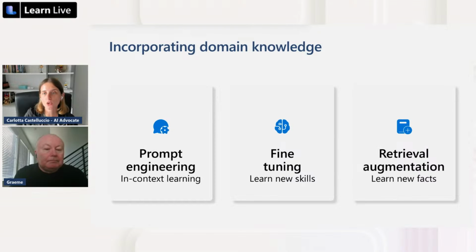Now, in this session, we are going to focus on RAG, so retrieval augmented generation. But I wanted to give you an overview of all the options we have here, and also what are the main differences among them. So first of all, prompt engineering is the design of the input to the model, configured so that the output is basically as close as possible to our expectations.